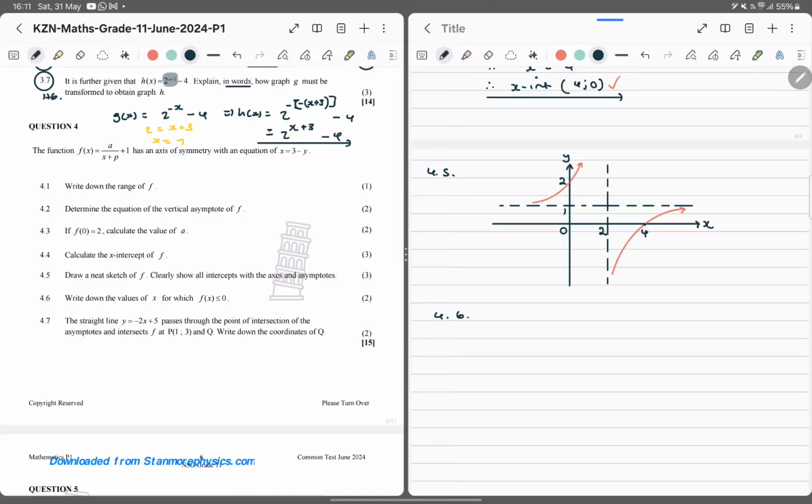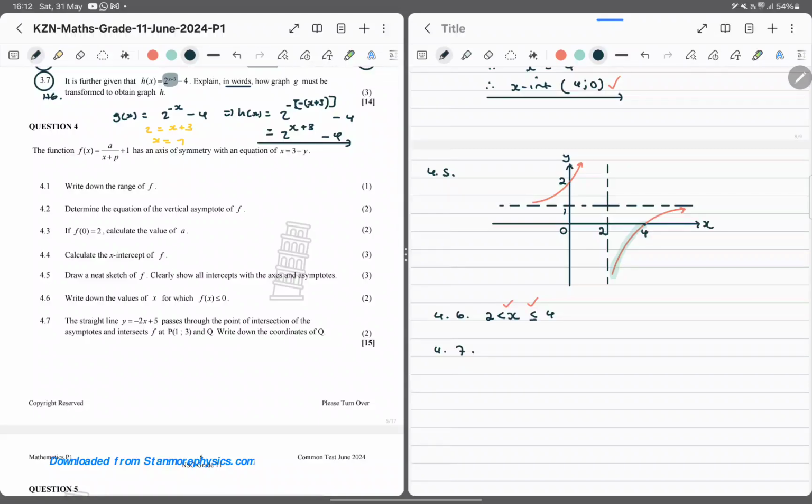So 4.6 says write down the values of x for which f of x is less than or equal to 0. So this is this segment right here. Equal to 0 and less than 0 over there. So we will write here x must be less than or equal to 4 but greater than 2. Because we know that 2 is not allowed. And this side is positive. So we are getting 2 marks here for those 2.